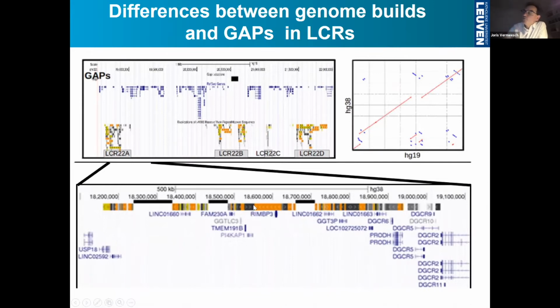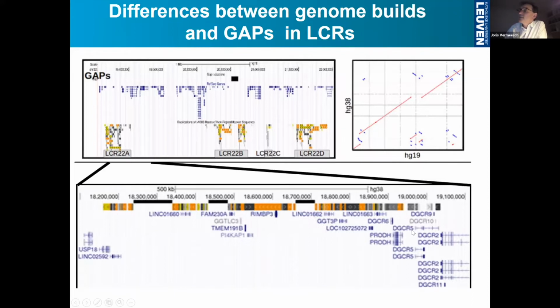So a few years ago, we started wondering, shouldn't we look closer into those LCRs? We don't know what they mean. However, they seem to be somewhat conserved. And also we know very little about the genes in it. And this is a view of all the genes which are located here.